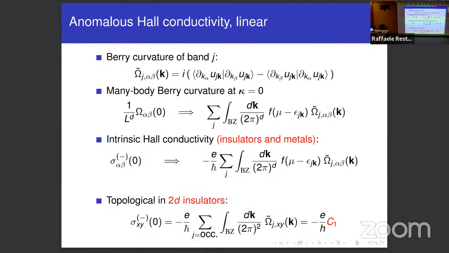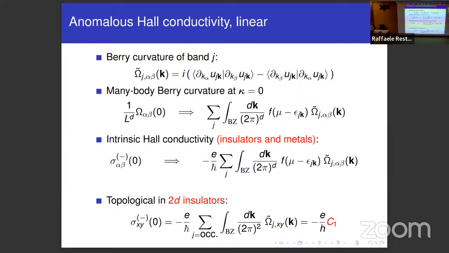And in a two-dimensional insulator, as in the many-body case, it becomes topological. So it was topological in the many-body case, and it is topological also in the one-body case. The antisymmetric two-dimensional conductivity is minus e over h bar times this integral, integrated over only the occupied bands. You don't have a Fermi level, of course. And this is just minus e over h times C, the Chern number. This is an integer known as the Chern number, also known as the TKNN invariant.